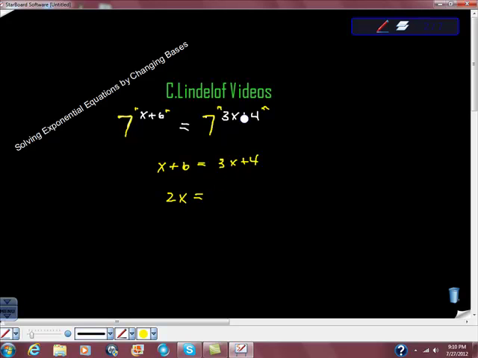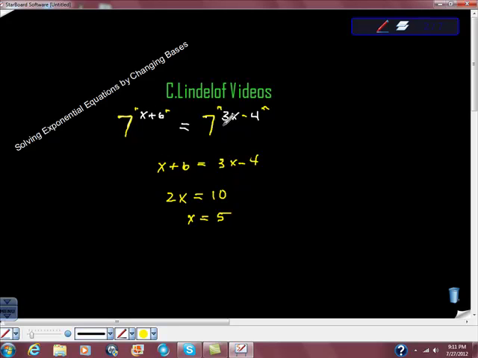Oh, this one here. This is supposed to be a negative 4 here, so negative 4. Right? So 2x is equal to 10. I'm just doing that algebra. And x is equal to 5, isn't it?